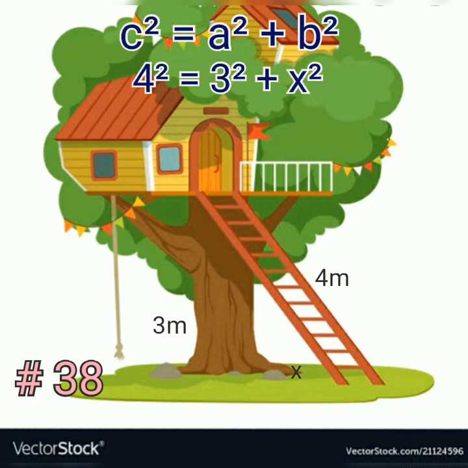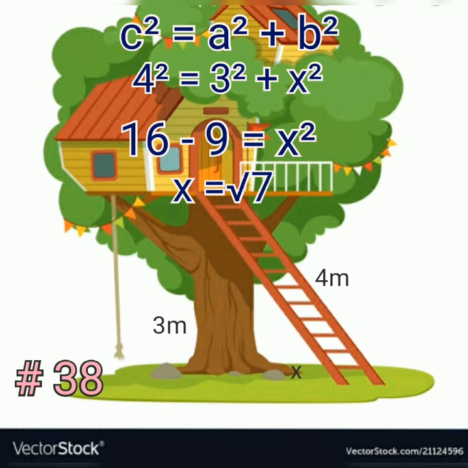So we have 4 squared is equal to 3 squared plus x squared. 4 squared is 16 and 3 squared is 9. So we have 16 minus 9 is equal to x squared. x is equal to square root of 7. So the distance between the foot of the ladder and the foot of the tree is equal to square root of 7.